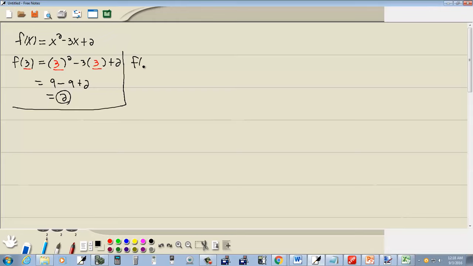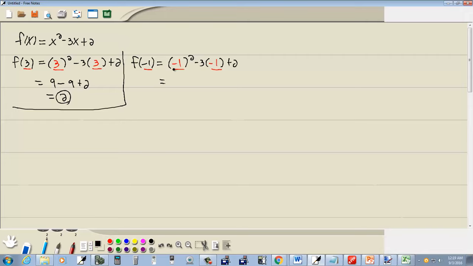F of negative 1. Now this is always the same. We go through our original function and replace our x's with parentheses. So we got parentheses squared minus 3 times parentheses plus 2. Whatever is inside this parentheses automatically goes here and goes here. So put negative 1 there and negative 1 there.